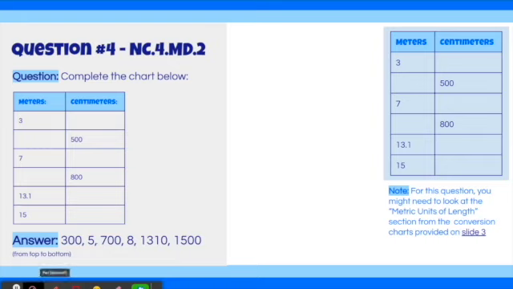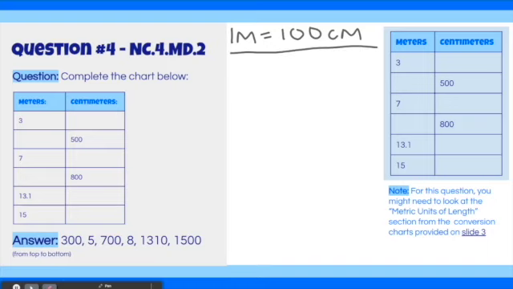For this question, you might want to look at the conversion charts again. This is the same chart. When you look back at the conversion chart, you'll see that 1 meter is equal to 100 centimeters. That being said, we're going to start off with the first one right here. We have 3 meters and we have to convert that to centimeters. To do that, you just multiply by 100. When you do that, you will get 300.